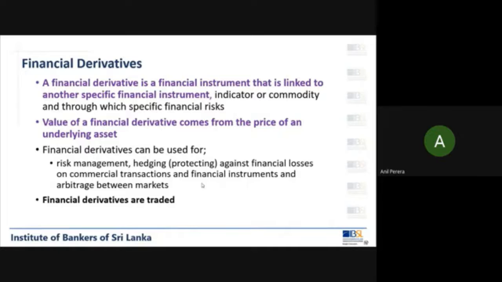Various parties like dealers, fund managers, financial investors, corporates, which means companies, use these derivatives for the purposes I mentioned earlier: to minimize any losses arising due to price variations and also for arbitrage purposes.